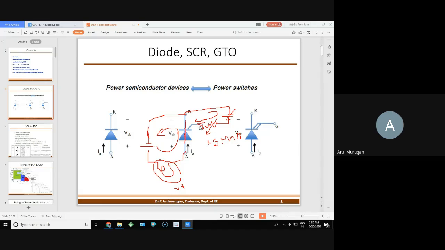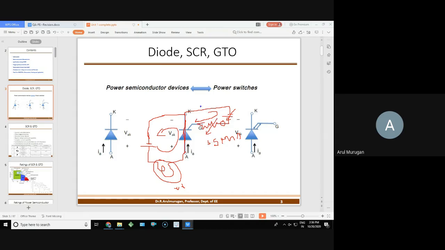Okay. What is the beauty of this SCR? It is interesting. Once you apply 3.54 milliamp, through the ammeter you have connected, you can check it. Once the 3.54 milliamps is applied, the switch is on. Once the switch is on, after that what will you do?